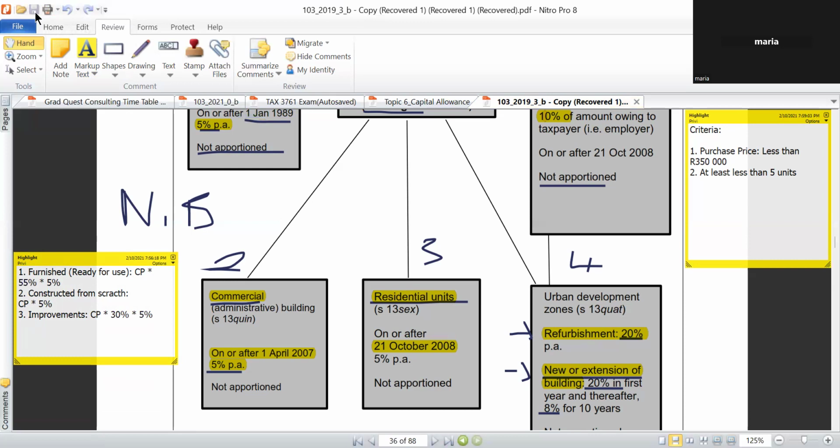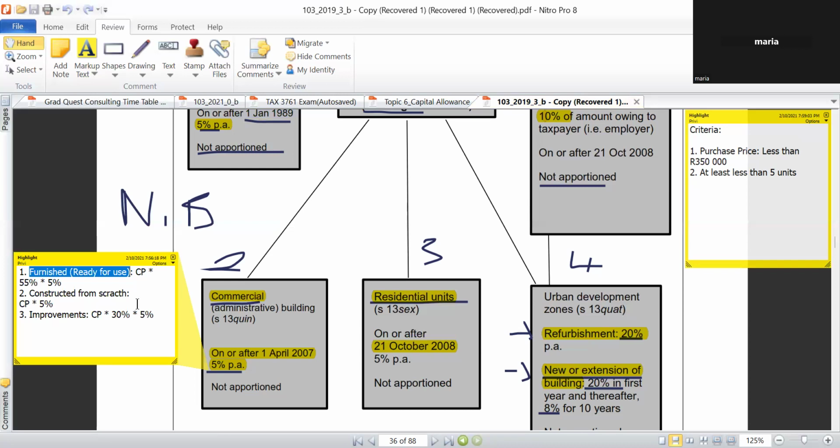But then there is also another catch that you need to take into account. The commercial building in question, was it one whereby you constructed from scratch yourself? In other words, you built the whole structure from scratch yourself as the taxpayer? Or was it one whereby you bought it from someone else? In other words, it was owned by someone else, so it's a finished property, ready for use.